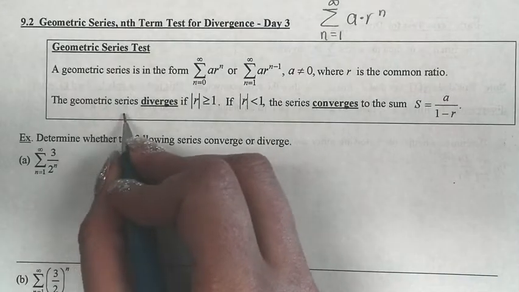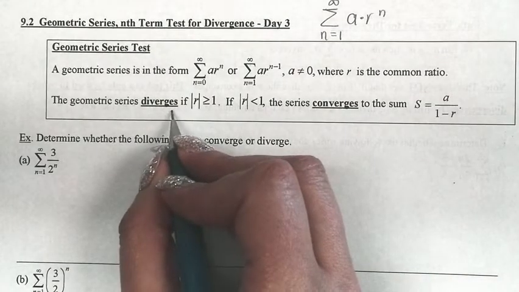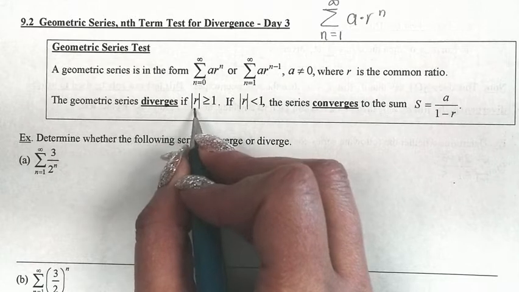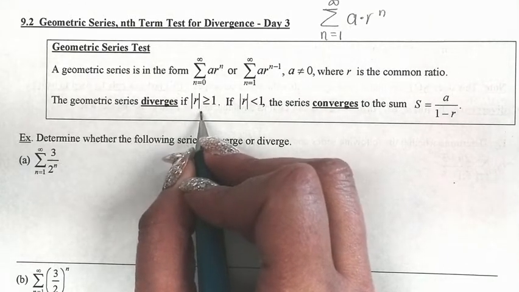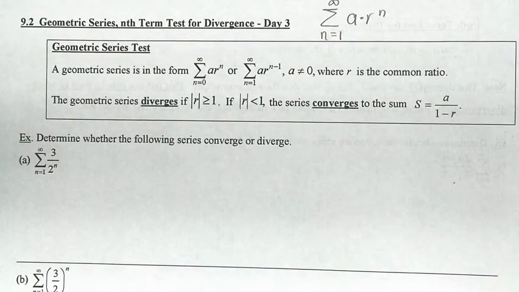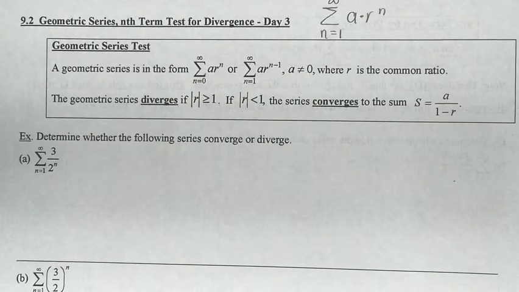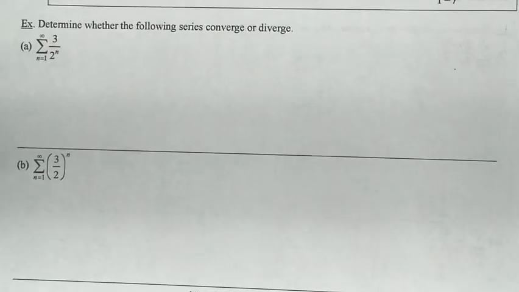So the geometric series test tells you that it diverges if the absolute value of r is greater or equal than 1. If the absolute value of r is less than 1, then the series converges. And more specifically, it converges to the sum equal to the first term divided by 1 minus the common ratio. So let's look at a few examples so you can see that it's pretty simple.